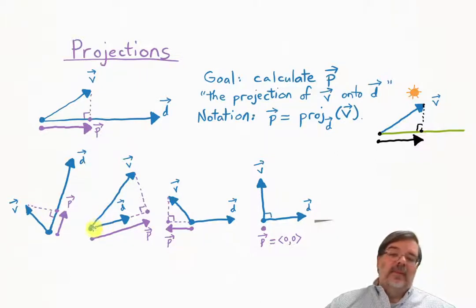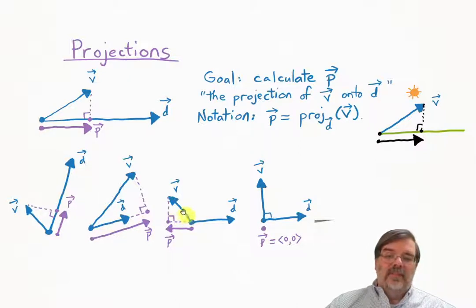Now it might happen that the direction d, that vector, might be shorter than the vector v, but that's all right because d just indicates the direction. It can be extended in either direction as needed. So for example here, to calculate the projection of this vector v onto d, you could imagine extending d and dropping that perpendicular from v, and then this vector would be the projection vector p.